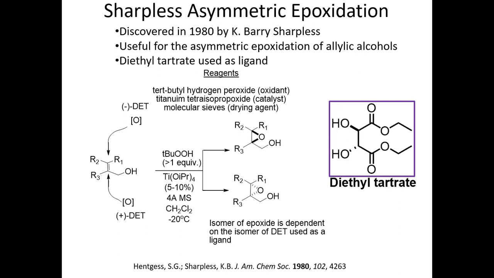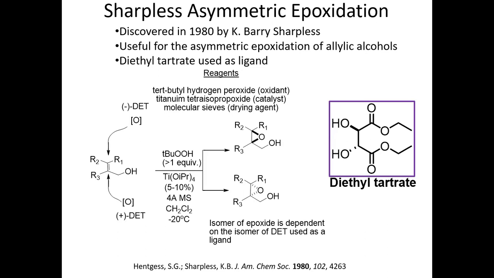Molecular sieves are just a drying agent. They're like little ceramic beads. You put them in the oven, activate them, put them in your reaction, and they actually absorb water from the reaction. All right, so these are the conditions for Sharpless asymmetric epoxidation.